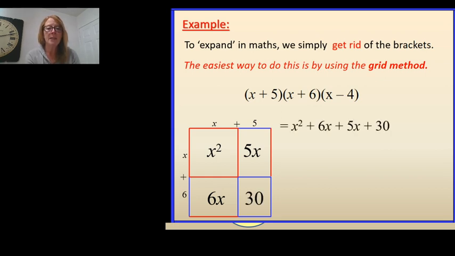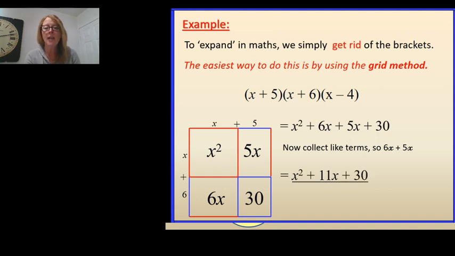That's now expanded out, but it's not simplified. I can see I've got some like terms there. I've got the positive 6x and the positive 5x. So I'm going to add those together. They're both plus signs, so I'm going to add. Okay, that simplifies to x squared plus 11x plus 30.